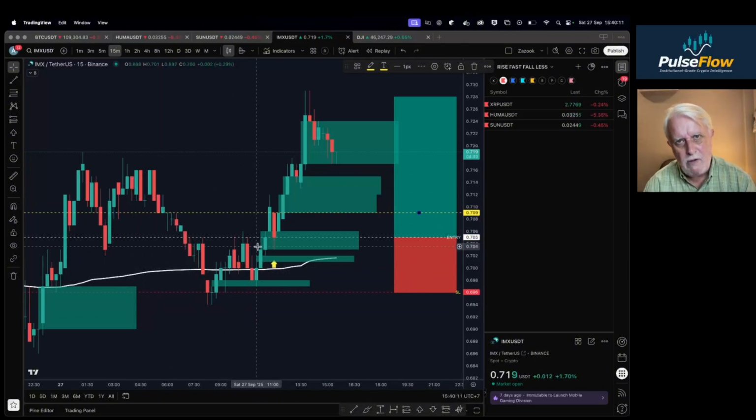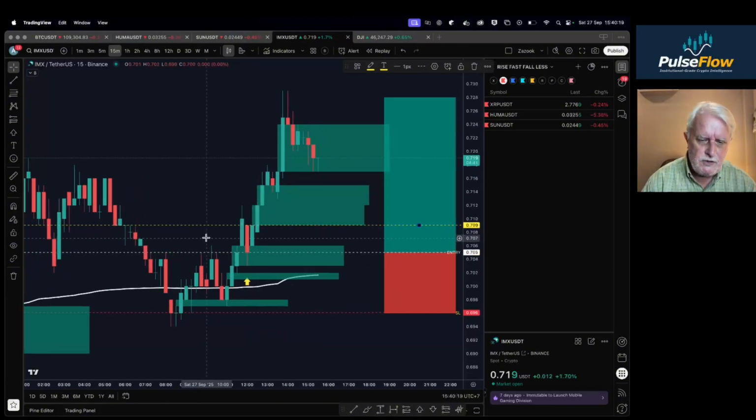We get the bounce from the VWAP, but we want more confirmation. We're not just going to trust it because it could very easily fall through. We wait for that break of structure. We go past the other previous high and we form a fair value gap. And that's when grade A says, boom, alert comes into PulseFlow.